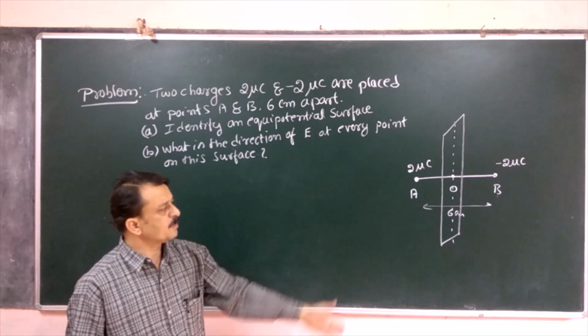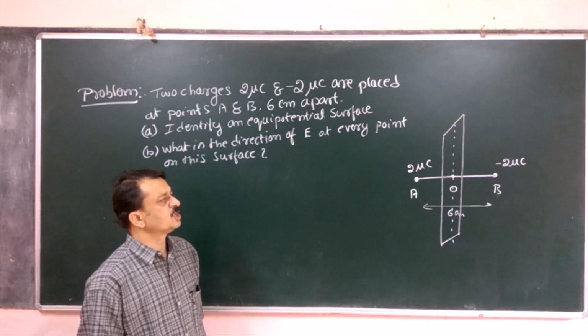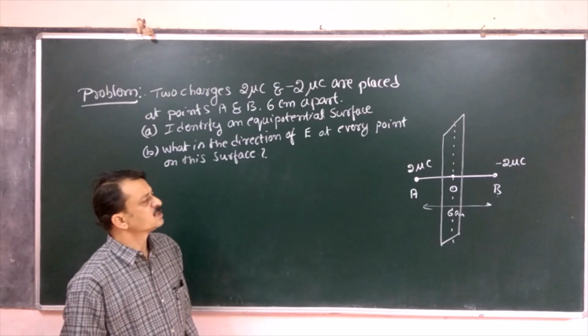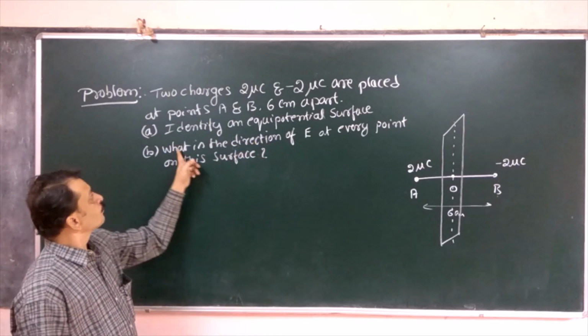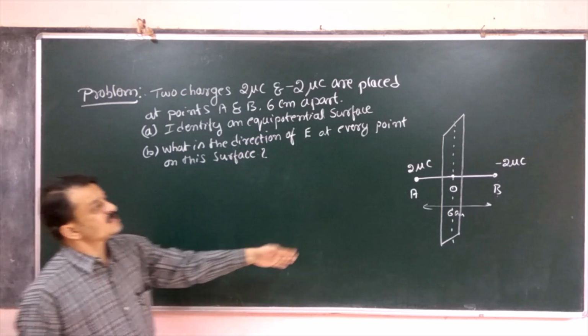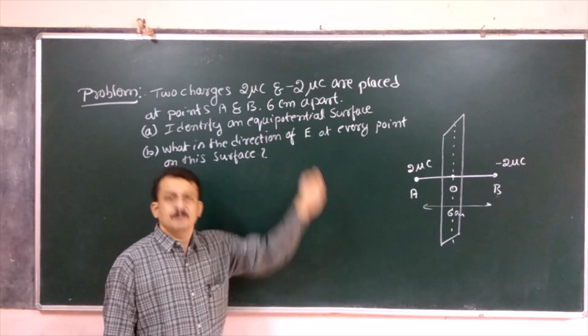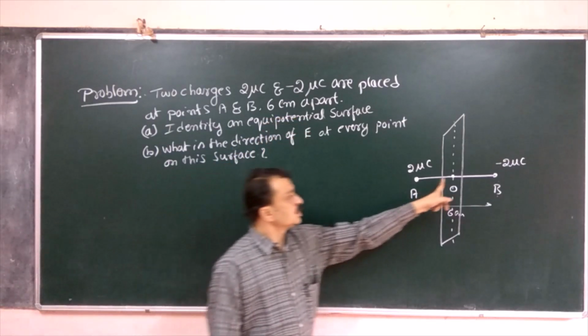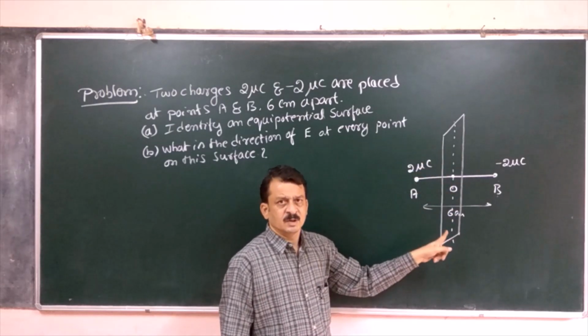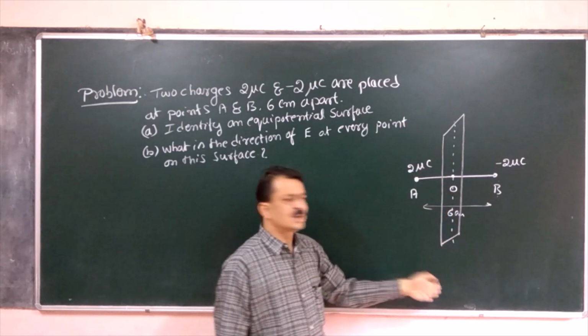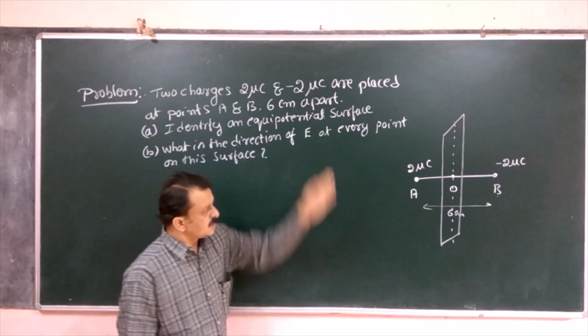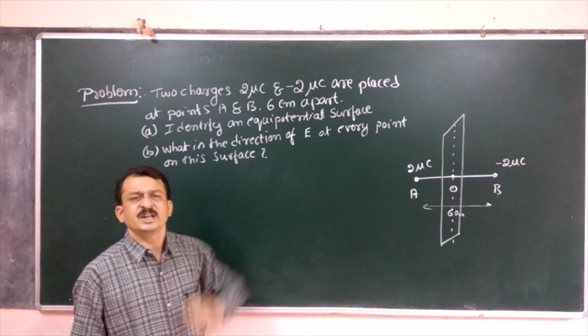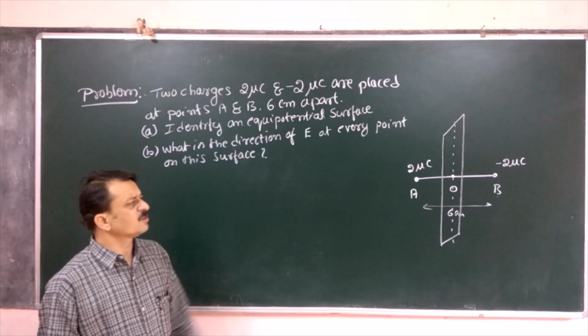So if you take any point on that surface, the potential there is 0. Therefore the equipotential surface is a plane passing through the midpoint of the charge system, and it is normal to the line joining the two charges, is what we call it.